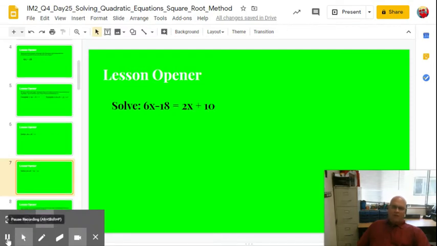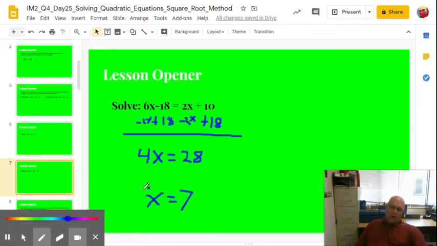Now I want you to solve 6x minus 18 equals 2x plus 10. All right, I hope you got x equals 7 here. I did the addition property of equality, added 18 to both sides, and I did the subtraction property of equality, subtracted 2x from both sides. I showed that as one step. By all means, you could have done this in 2 separate steps. So then we get 4x equals 28. Then I did the division property of equality, divide both sides by 4, and we get x equals 7.